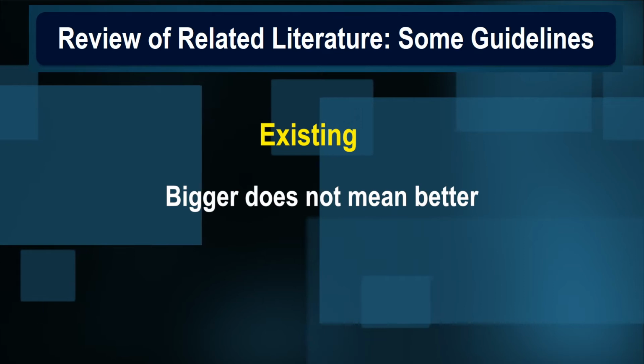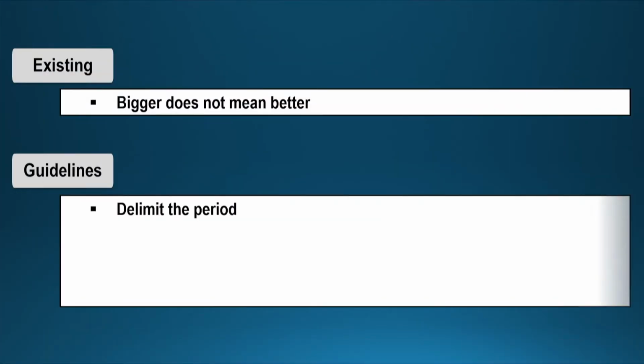Bigger doesn't mean better. Now, when I say bigger doesn't mean better, we have a tendency to include different studies in the literature, and that may lead to some irrelevant studies becoming a part of your review of related literature, or gaps appearing because you are taking studies from 1930 and continuing up to 2018. So what needs to be done by the researcher? The researcher can delimit the period.